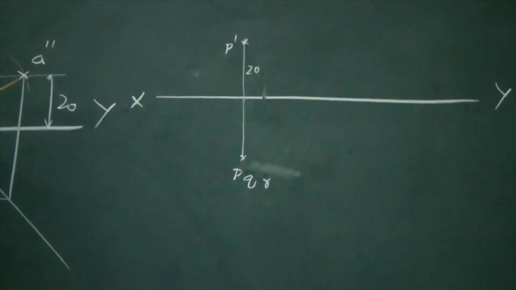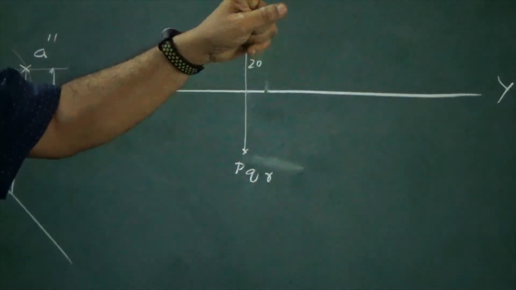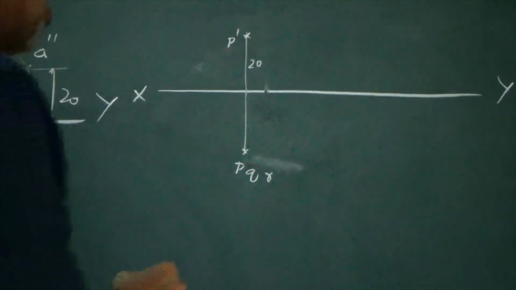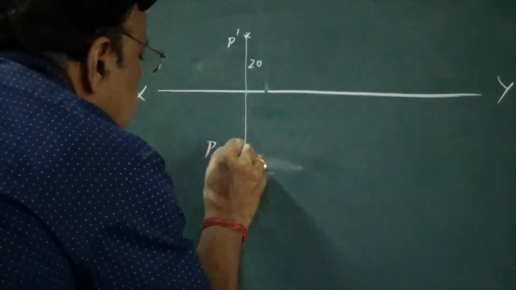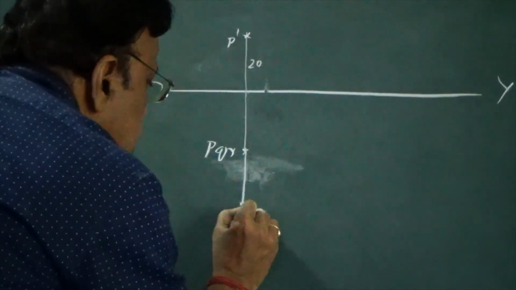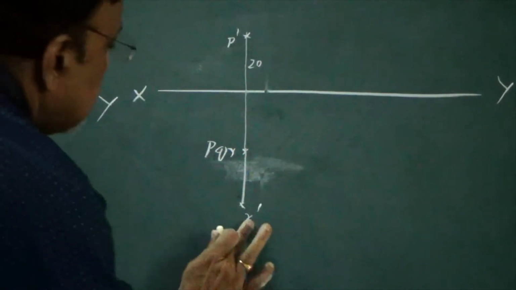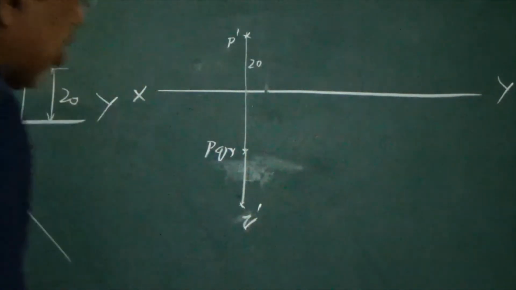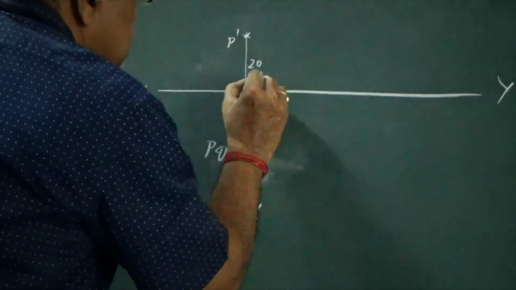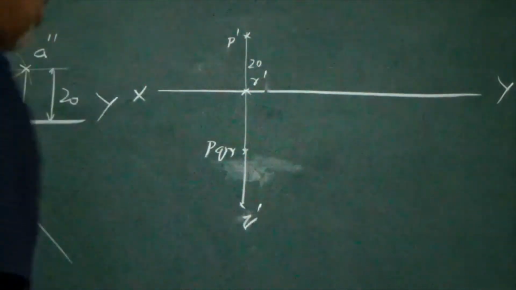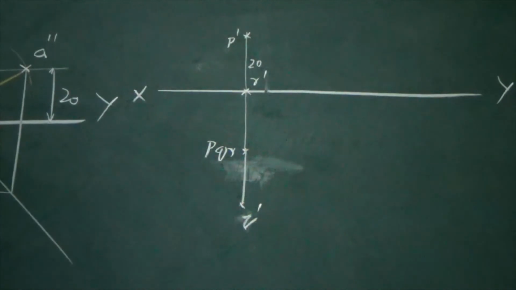Then Q is 35 mm below HP. That says that this point Q front view should be below the XY line at a distance equal to 35. R dash. Then this point is Q now. Yeah, Q dash. Then finally R is on HP. Since R is on HP, its corresponding front view will be on the XY line itself. So this is the projection. And now I need to say which quadrant these points are in.